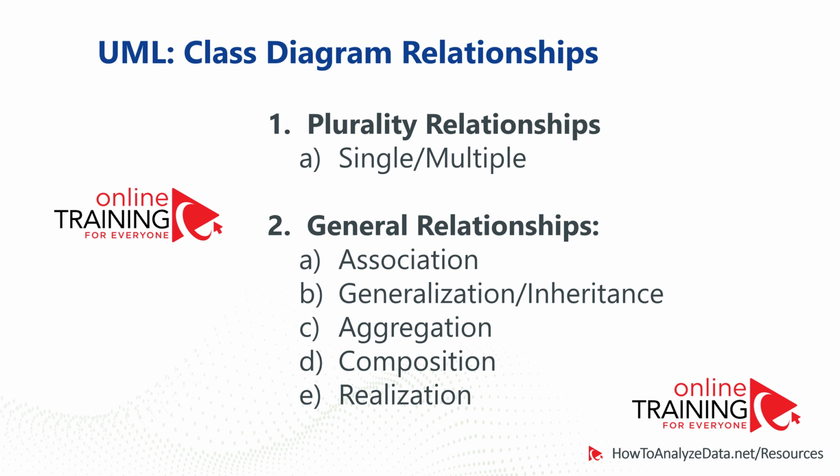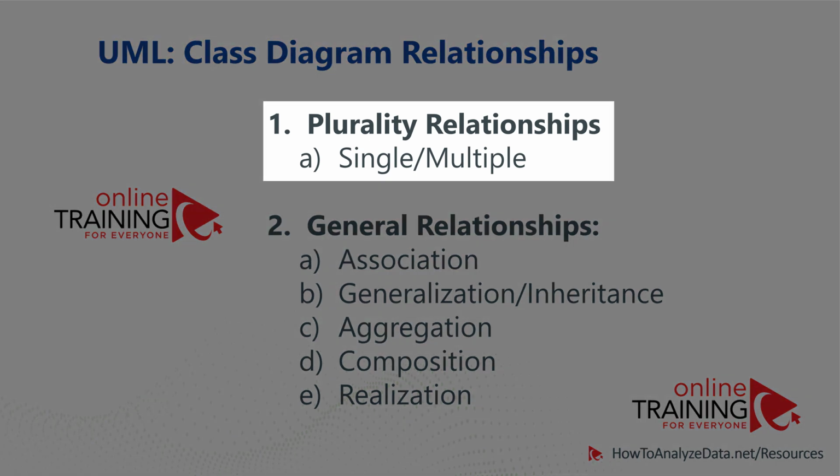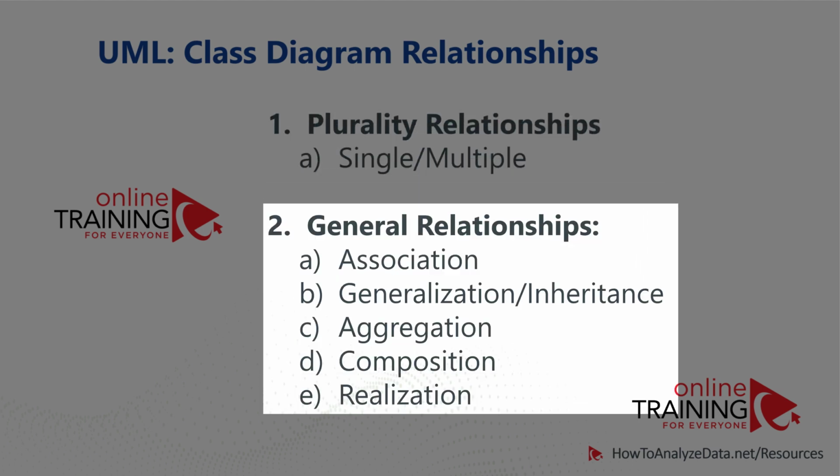In addition to defining properties and methods, a UML class diagram also helps you define relationships between classes. There are many types of relationships you can define in two main categories. First, you need to define plurality between objects. In this category, you define if the relationship is one-to-one or one-to-many. In the general relationship category, you have at least 5 things to consider.